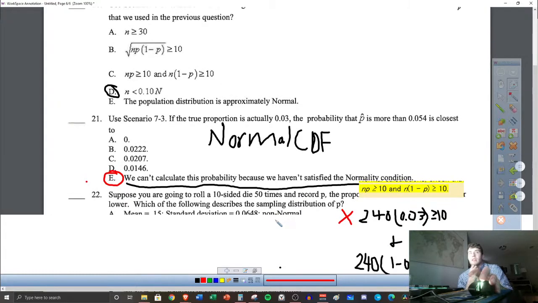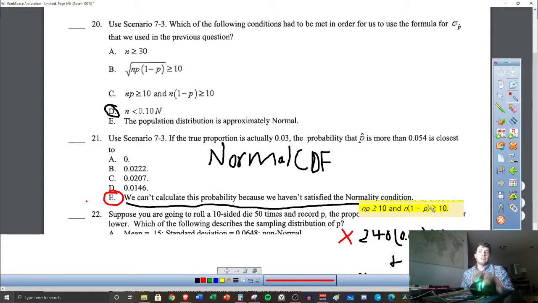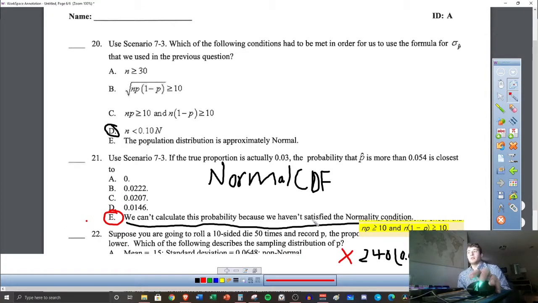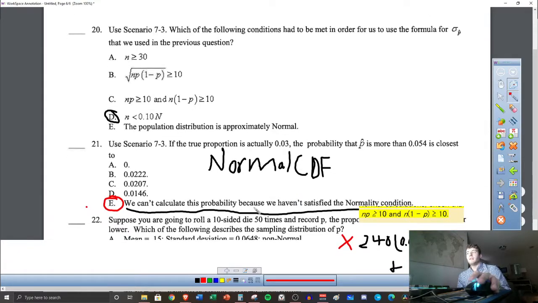Okay. All right, so that's going to conclude this lesson for distributions with proportions. Definitely try number 22 there. Try some of these questions in the problem set. You can check your answers on Delta Math to make sure you've got them correct.